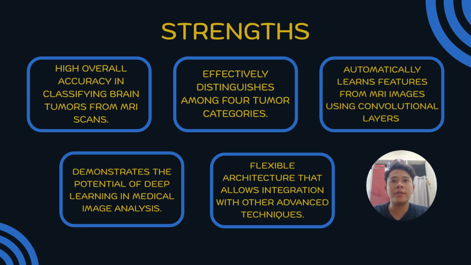So our model has several strengths, which is high overall accuracy in classifying brain tumors from MRI scans. Our model also effectively distinguishes among four tumor categories. It also automatically learns features from MRI images using convolution layers. It also demonstrates the potential of deep learning in medical image analysis. It also has a flexible architecture that allows integration with other advanced techniques.